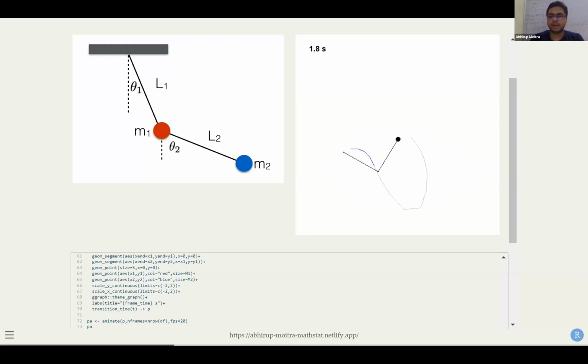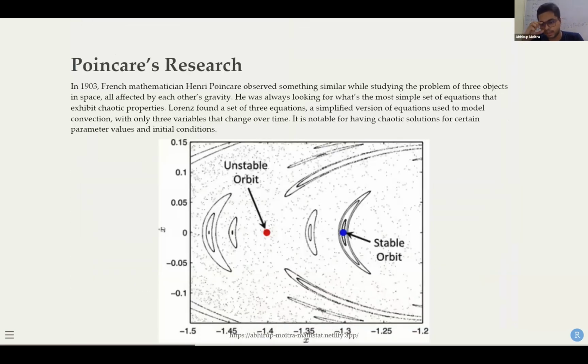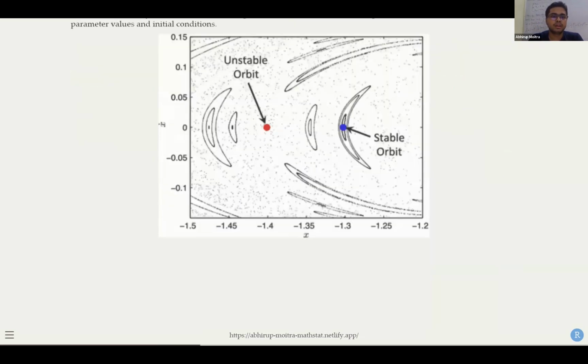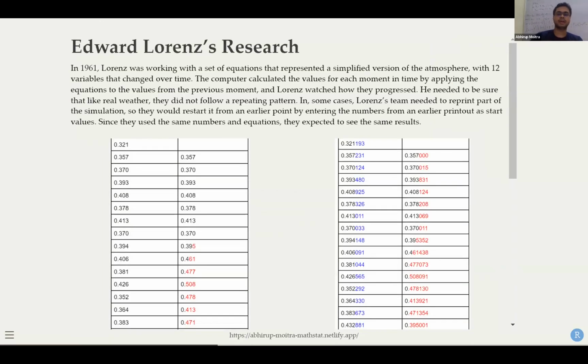The problem, as would become clear to Henri Poincaré 200 years later, was that there was no simple solution to the three-body problem. So Poincaré had glimpsed what later became known as chaos. And here basically comes the idea of Lorenz's research.